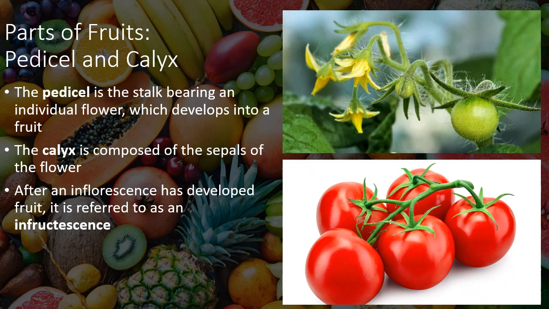We may also remember the term inflorescence from our previous unit on flowers. After an inflorescence has been pollinated, once all of the flowers of the inflorescence have been pollinated and begin to develop into fruits, the name of that structure changes and we start to refer to it instead as an infructescence, which is very fun to say, infructescence. And that's basically just to signify that we've gone from the floral stage to the fruiting stage within that particular structure.